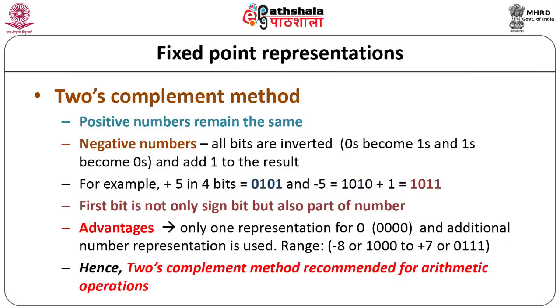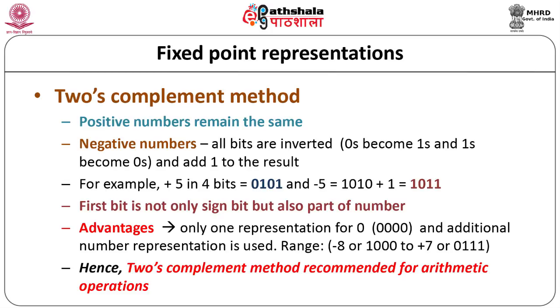Finally, let us discuss how the twos complement method is used for representing signed numbers. The positive numbers remain the same and for negative numbers, all bits are inverted, zeros become ones and ones become zeros, and add 1 to the result. Let us now see some examples. For example, plus 5 in 4 bits is represented as 0101 and minus 5 can be represented as 1010 plus 1, that is 1011.